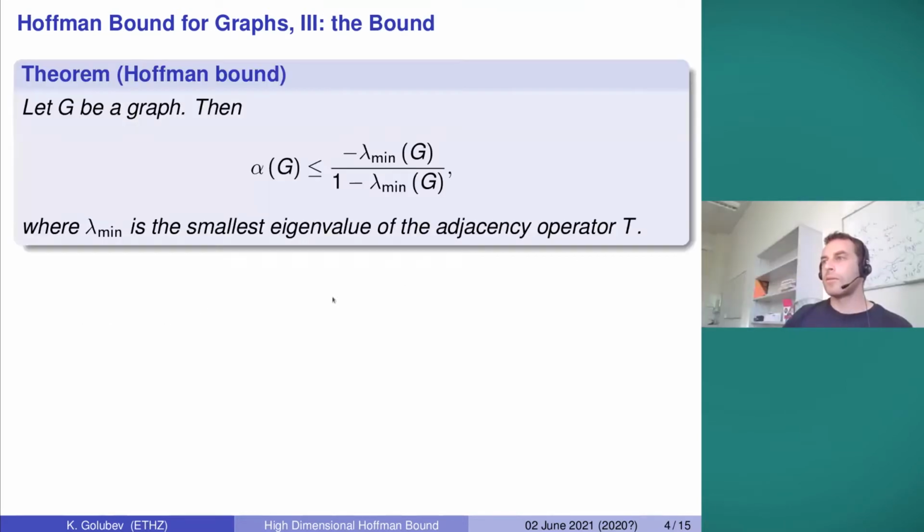So now the Hoffman bound basically says that the independence number, so the measure of an independent set, cannot be larger than this value on the right, where lambda min is the smallest eigenvalue of the adjacency operator. This theorem is usually attributed to Hoffman. He himself proved it for the non-normalized adjacency operator of a graph. Some people attribute it to Delsarte, but I think it's in general a very classical result by now.